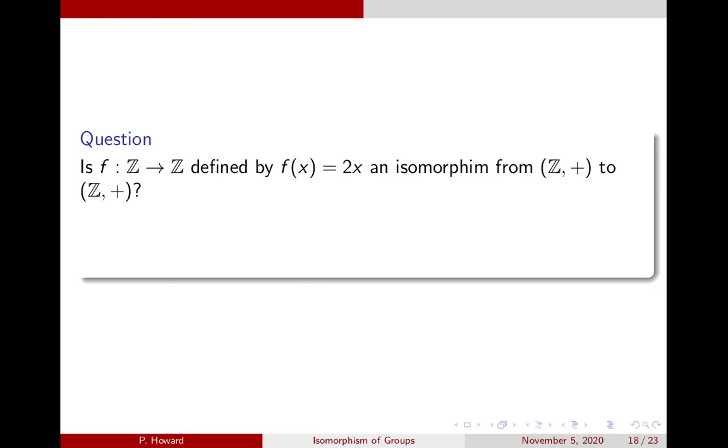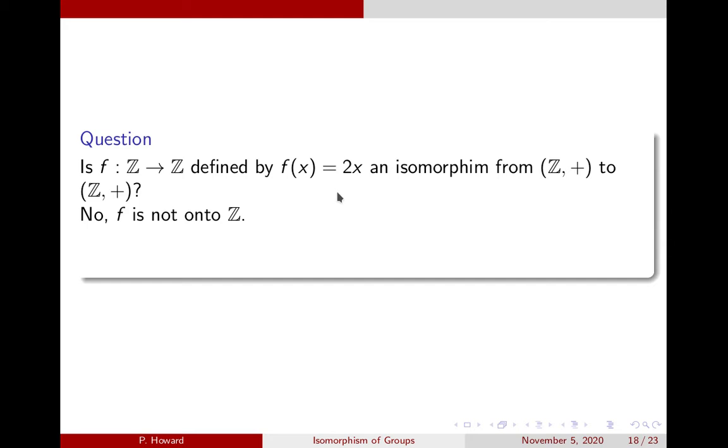Okay, another example, which I have phrased as a question. We're now looking at the function from the integers to the integers defined by f of x equals 2x. Is this an isomorphism from the integers using the operation of addition to the same group? The answer is no. f is not onto the integers.